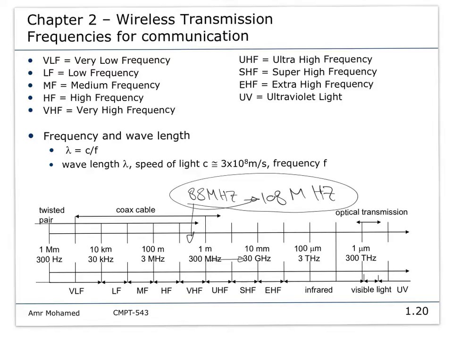Going up in the range of 1 gigahertz and 2 gigahertz, we start to have what we call the ISM band, or we start to have most of the digital communication systems that we know about today.